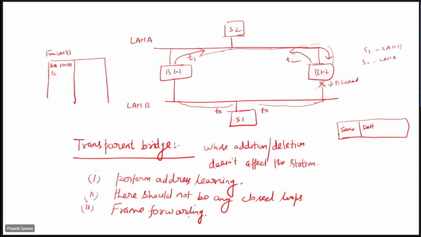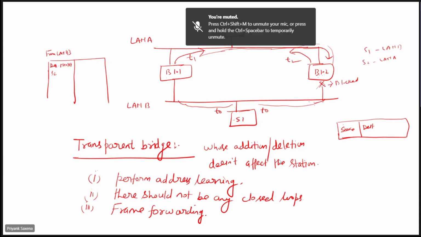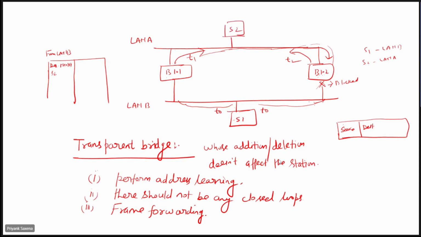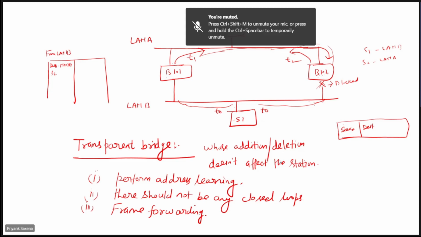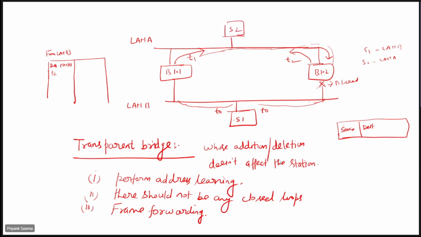A bridge must have routing intelligence in the form of a routing table. The bridge should forward the frame from the respective port towards the destination. The bridge should know which will be the next hop to which it has to forward the frame. So for frame forwarding, except the incoming port, it should be capable of forwarding the frame to the next hop, right? So these are the three characteristics a transparent bridge should match.